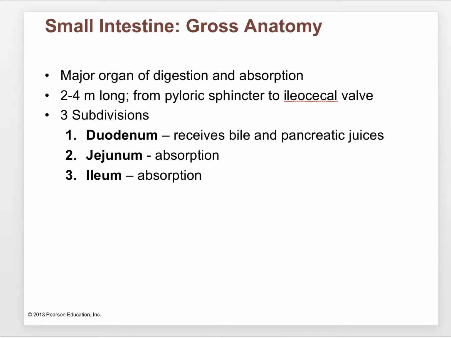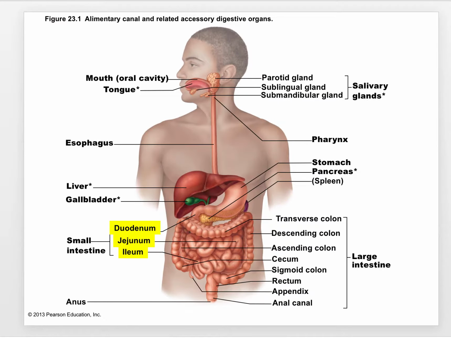From the stomach, the next organ is the small intestines. The small intestine is 2 to 4 meters long. It starts from the pyloric sphincter at the stomach and goes all the way to the ileocecal valve, which you might remember from chapter 1 in anatomy and from the human torso lab. The small intestine is divided into 3 divisions: the duodenum, the jejunum, and the ileum. The duodenum is the first part of the small intestine, the jejunum is the second part, and the ileum is the third part.